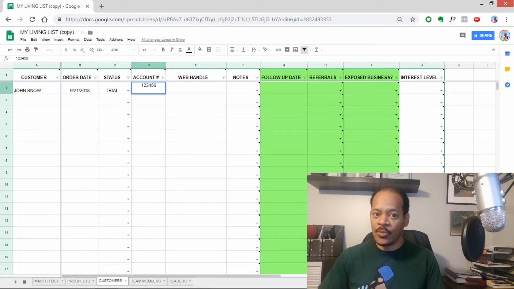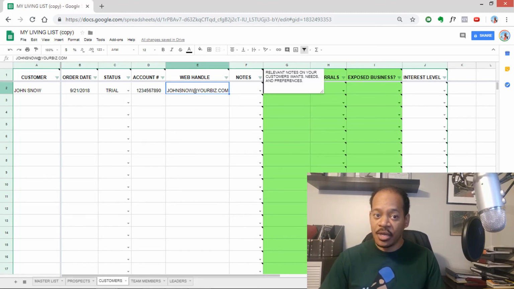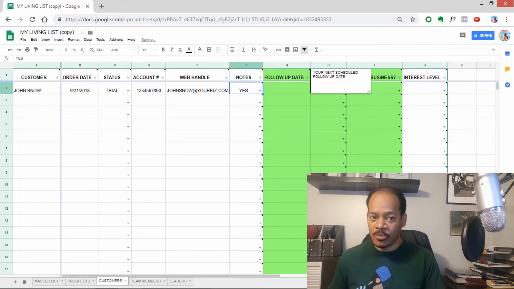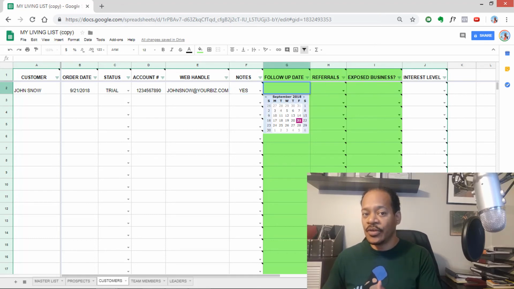Next, you'll want to record their account number and website handle, assuming your company offers your customers a customer portal to access your product or service. Next, you'll want to take notes based on your conversation as well as your customers' preferences with your products, because having notes on what your customers like best and their specific needs is what will help you create long-term customers. Next, you'll want to be able to set follow-up dates so you can follow up with your customer and make sure they're happy and understand the benefits of your product or service.